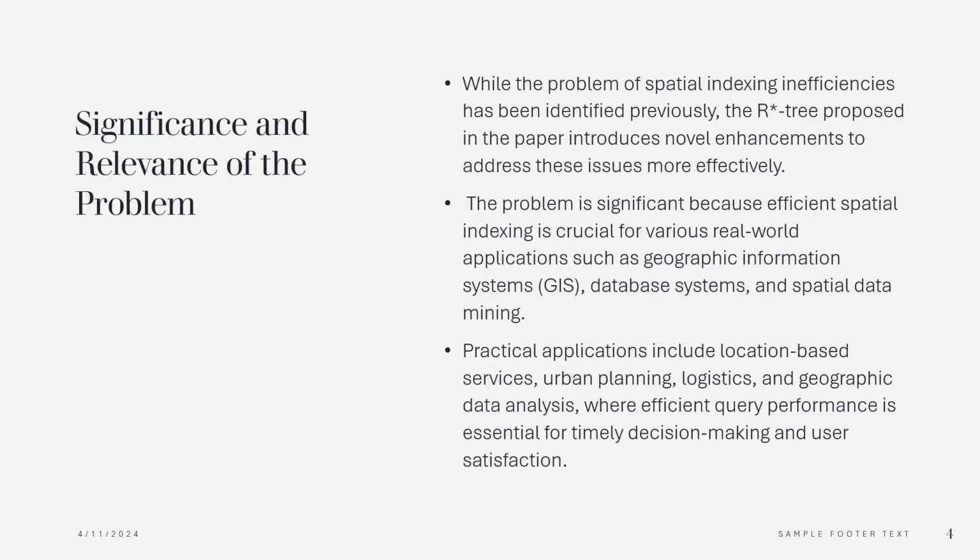Coming to the next slide, it's about the significance and relevance of the problem. What is the significance, and what are the relevant solutions for the problem that we have identified? While the problem of spatial indexing inefficiencies has been identified in past work already, the R*-tree proposed in this paper introduces a novel enhancement to address these issues more effectively, and the problem issues are clearly stated in this paper.